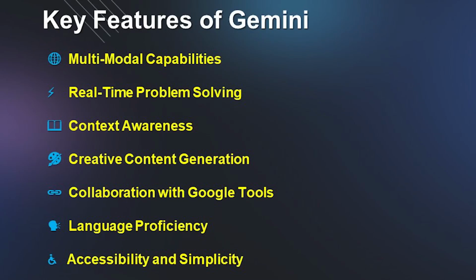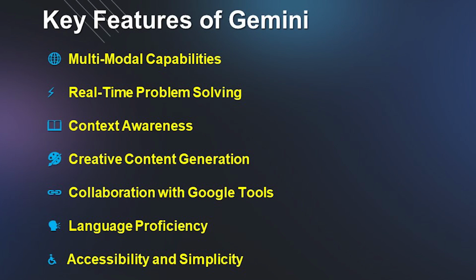First one is multimodal capabilities. Gemini processes text, images, audio, and video seamlessly, making it versatile for various applications. Next, real-time problem solving. It offers instant solutions to tasks from drafting documents to analyzing complex datasets. Third one is context awareness. Gemini remembers previous inputs and provides consistent answers, making conversations and workflows smoother.